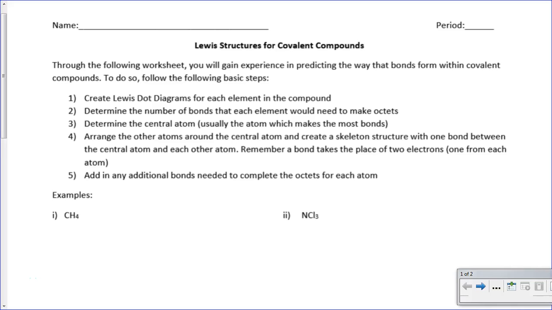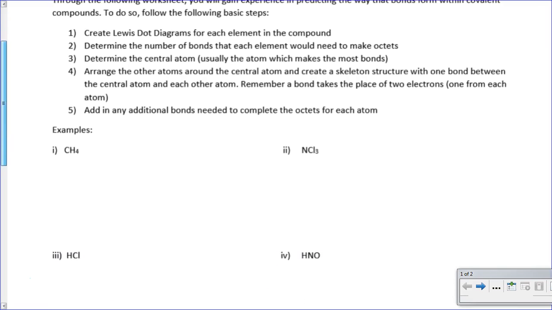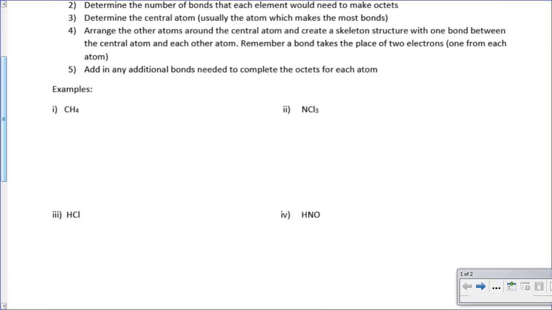Hello. In this video, I'm going to be discussing the process for creating Lewis structures for covalent compounds. The best way for me to explain this is to go through some examples of the process, and I think after I go through a few examples, things should be pretty clear.